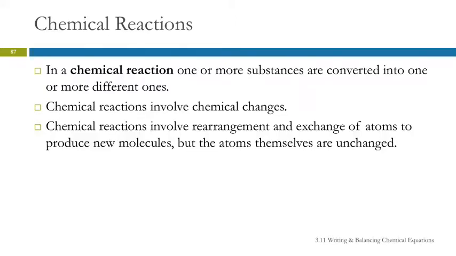Chemical reactions. We've talked about chemical reactions. Chemical reactions always involve chemical changes. So we start out with one or more substances, and then those substances are converted into one or more different substances. What happens in the chemical reaction is that the individual atoms get rearranged. The atoms are not created or destroyed. They are completely unchanged, just like Lego blocks are unchanged when you take something apart and build something new. They're just being rearranged.